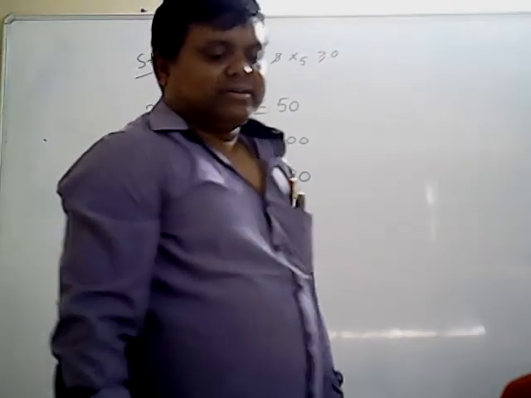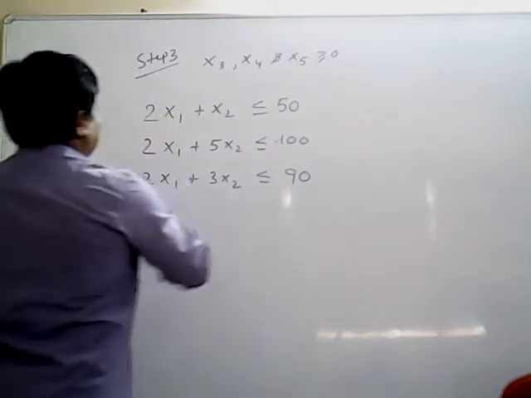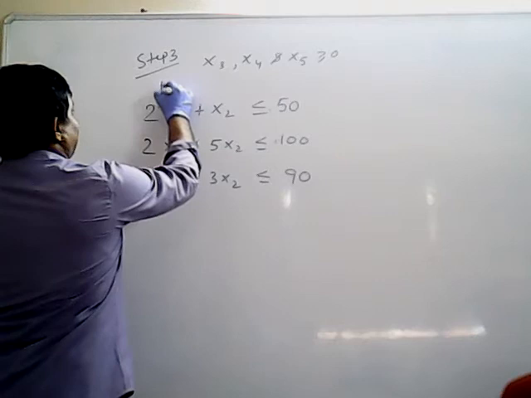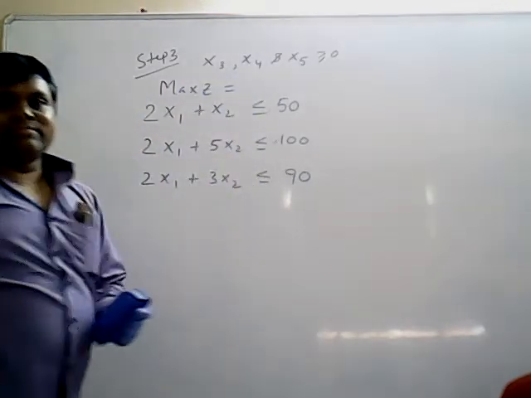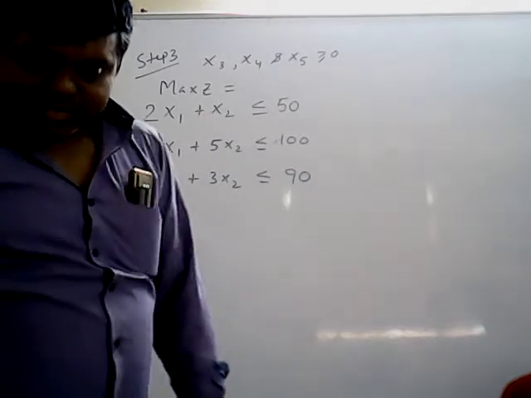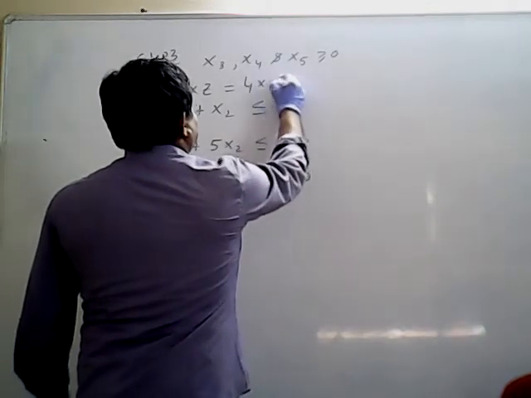Then we get what is the objective function given to you? Then we get maximum z equal to, what is the maximum z value given? 4x1 plus 10x2.